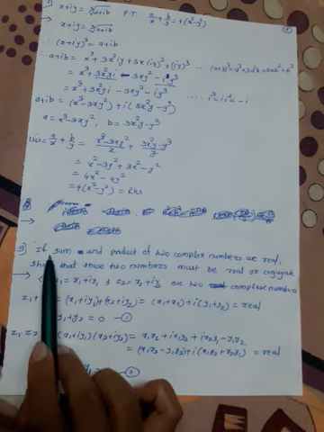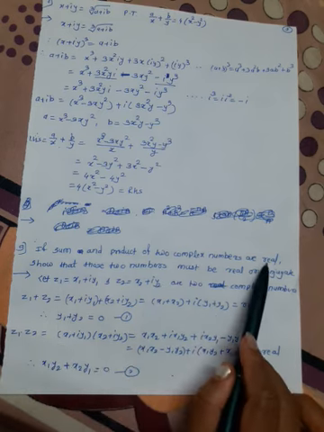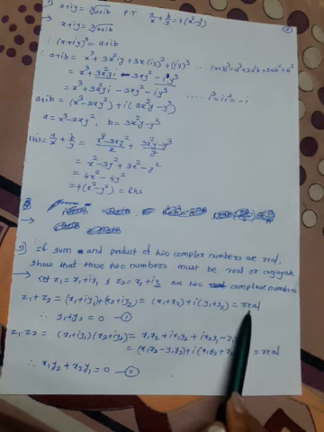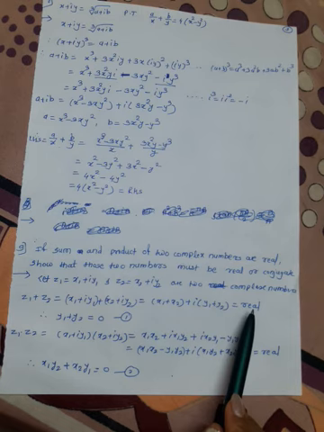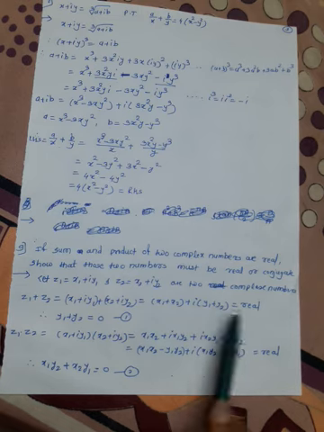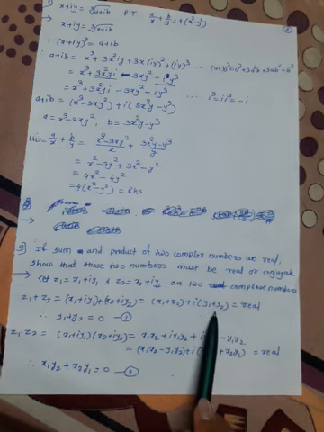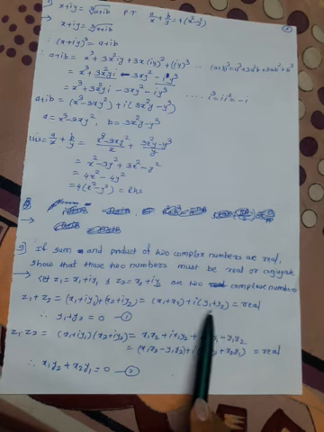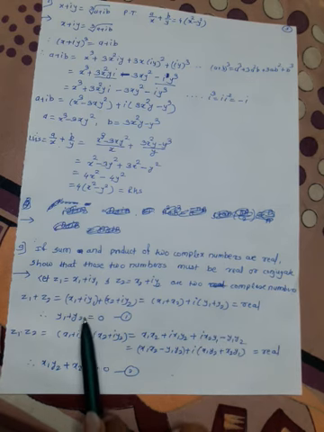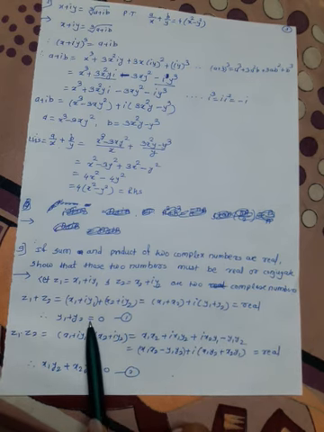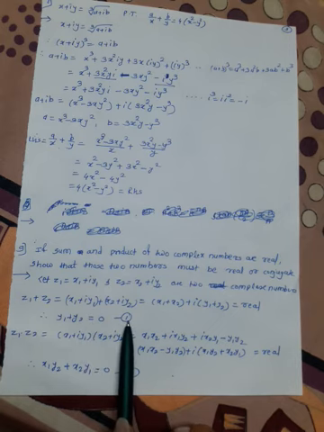And what is given: sum and product both are real. What do you mean by real? Real means it doesn't contain any imaginary part. That's why y1 plus y2, the imaginary part, must be equal to 0. This is the first equation.